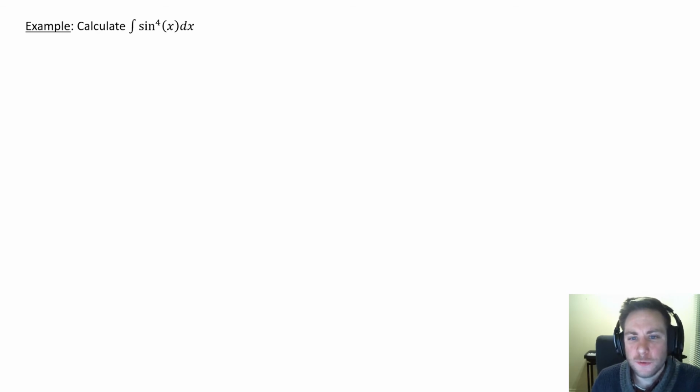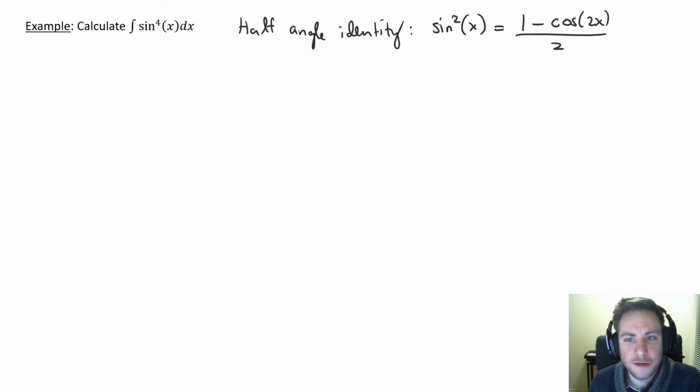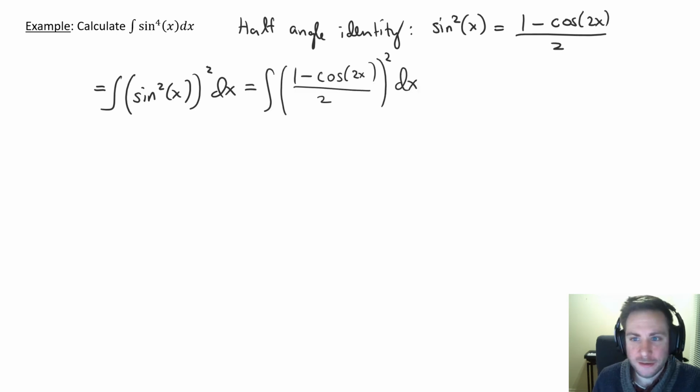Now pause and try this one on your own. When you're ready to check your work, let's continue. Since we're dealing with only even powers, we need to use this half-angle identity. But to use it, we need to have sine squared rather than sine to the 4. So as a first step, we should express sine to the 4 as sine squared squared. With that, you're ready to apply this identity, bearing in mind that this entire thing is still getting raised to another power of 2.